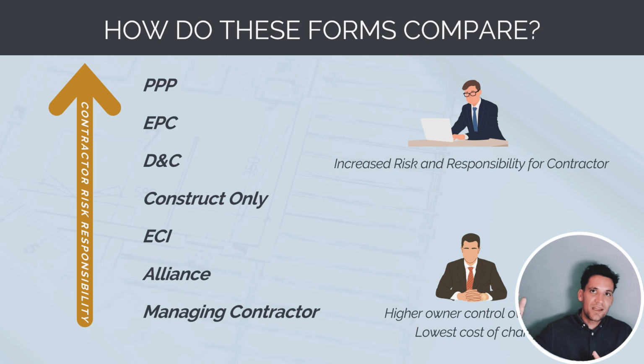So at the top end, you have the most risk and responsibility for the contractor, but also the highest impact of any change, the highest cost of any change. And on the lower end of the scale, you have the most ownership and control with the project owner, but also the most risk. So at the top, you've got a PPP. The contractor is taking on responsibility for everything from financing to operating and maintaining it for 25 years.